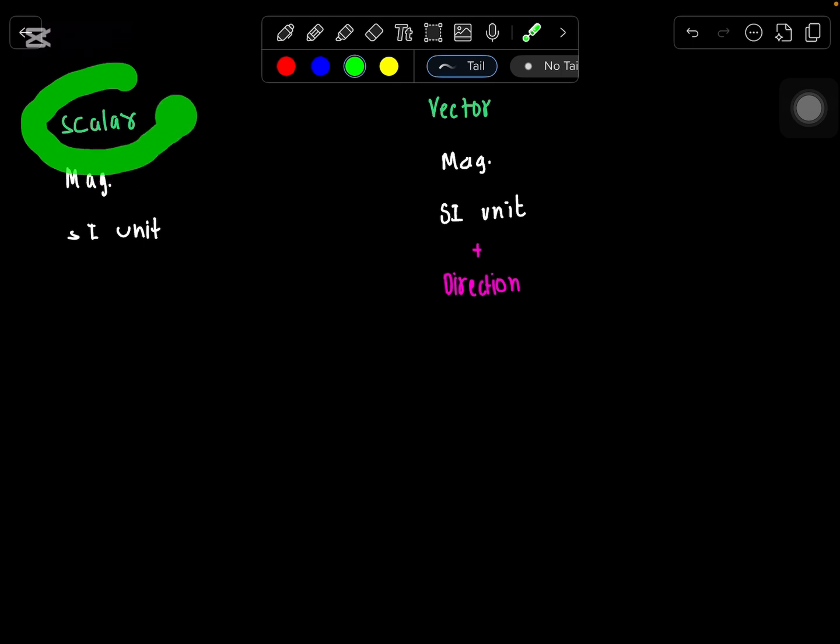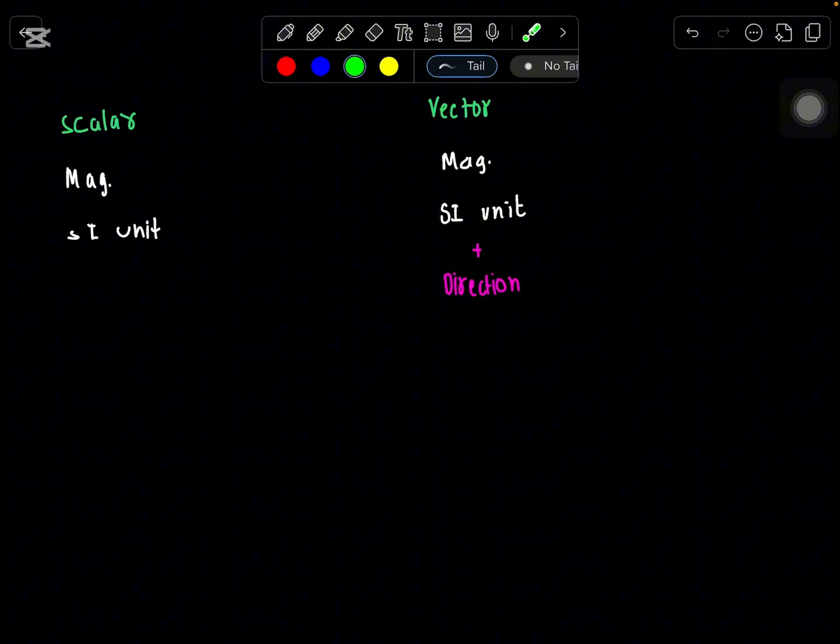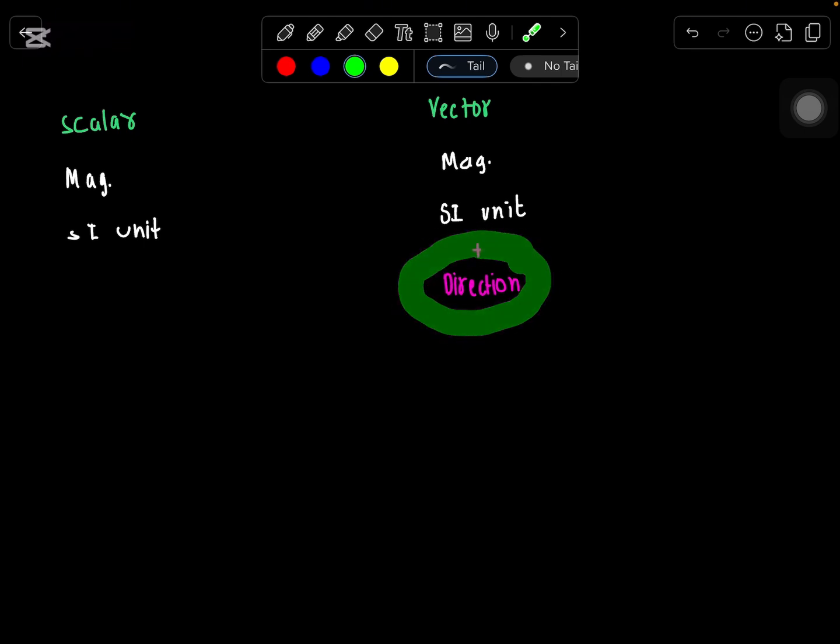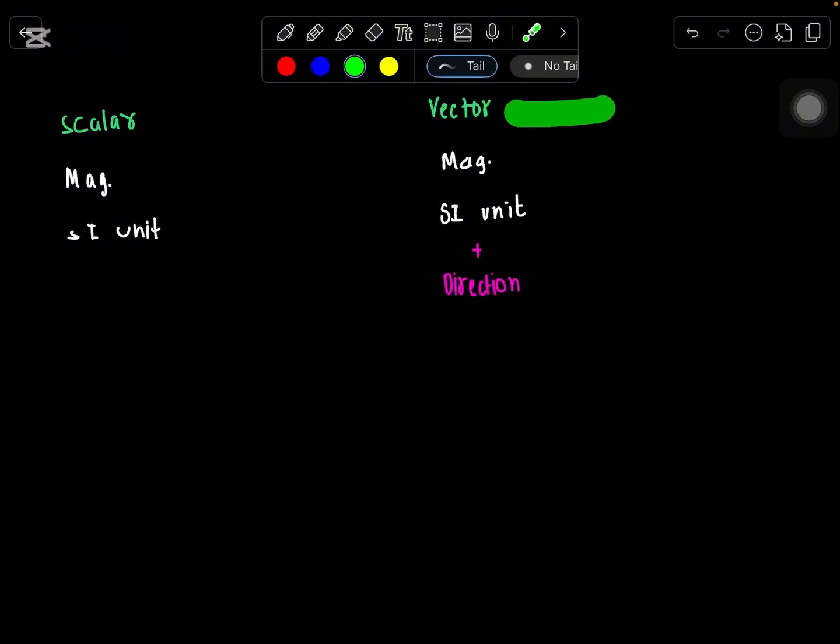Hopefully you know the difference between scalars and vectors. To reiterate, a scalar quantity is a quantity that has a magnitude in SI units. It's a quantity that you can measure, and the magnitude tells you the size of the quantity, and the SI unit tells you what type of quantity you're talking about. And a vector quantity is a scalar quantity with a direction. So you have an additional characteristic, which is the direction. And when something has a direction, we call it a vector quantity.